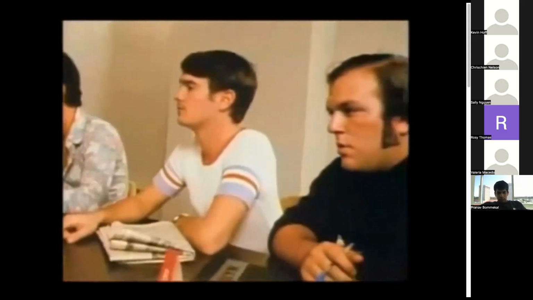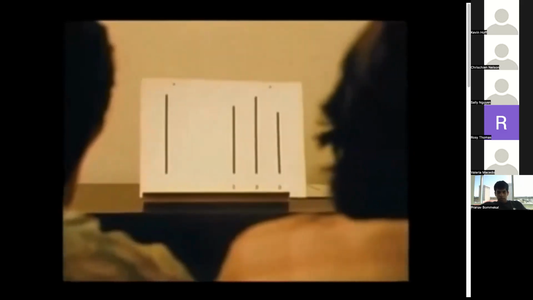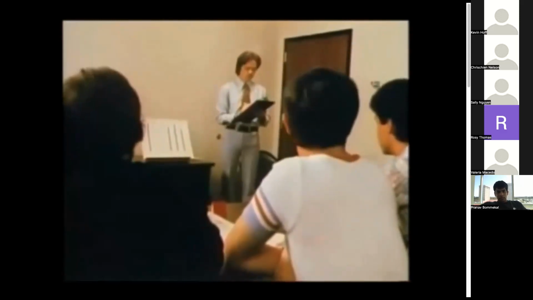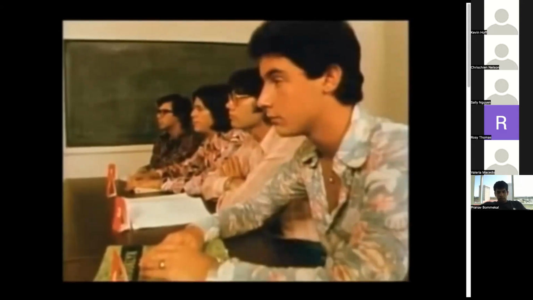The subject denies the evidence of his own eyes and yields to group influence. Asch found subjects went along with the group on 37% of the critical trials. But he found through interviews that they went along with the group for different reasons.